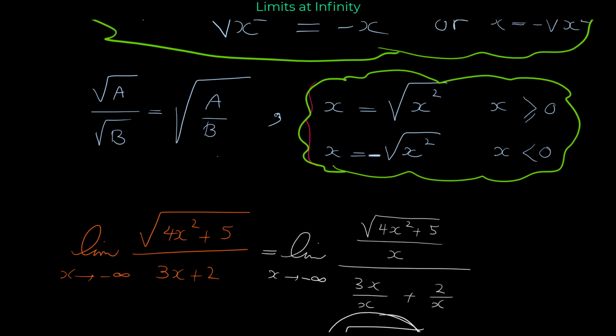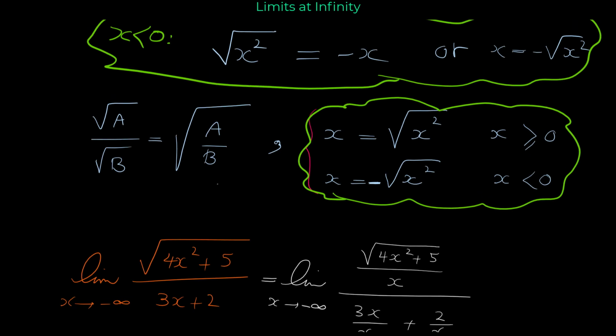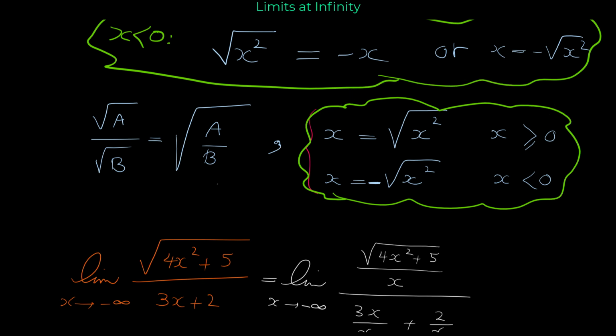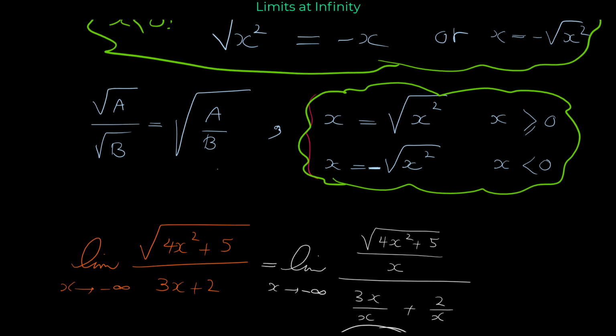And the important thing that you have to learn in this question is basically this rule here. Radical x to the 2 is not always x. It depends on x. If x is positive, it equals x. If x is negative, it equals negative x.